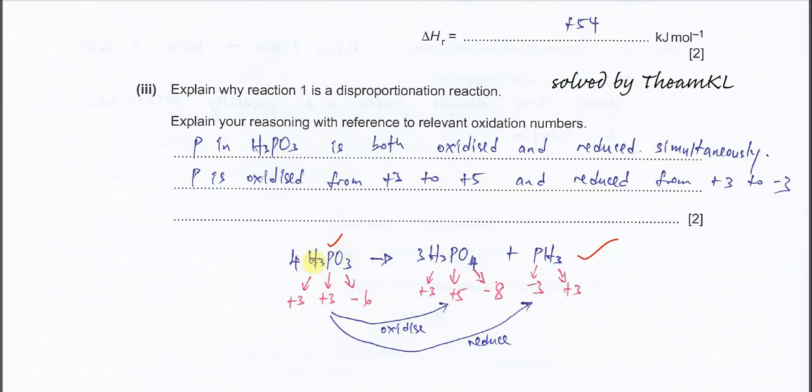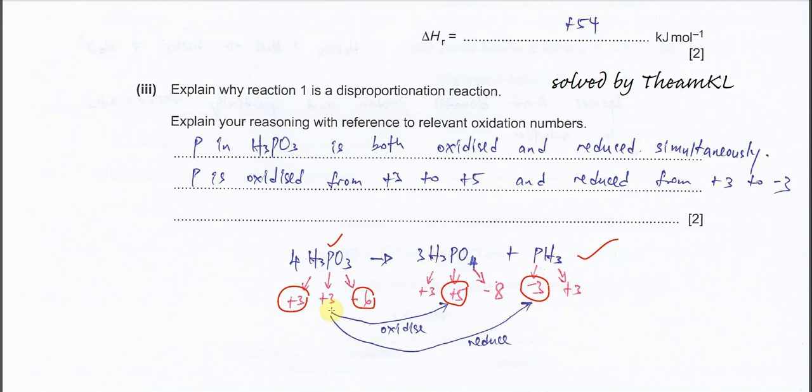Before the reaction, the oxidation state of phosphorus is positive 3. Oxygen is negative 2 times 3, so it's negative 6. Hydrogen is positive 1 times 3, positive 3. So therefore, phosphorus is positive 3. And after the reaction, the oxidation state of phosphorus is increased and decreased simultaneously. In the H3PO4, the phosphorus is positive 5.